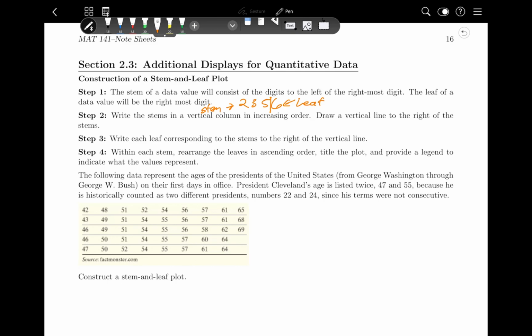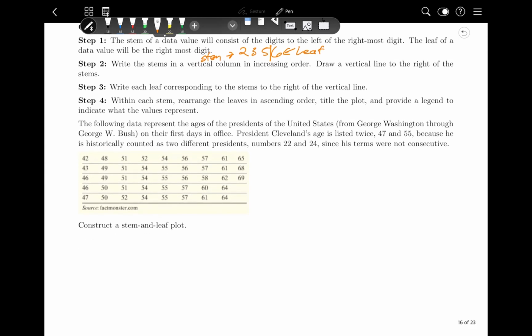Okay? Write the stems in a vertical column in increasing order. Draw a vertical line to the right of the stems. Write each leaf corresponding to the stems to the right of the vertical line. Within each stem, rearrange the leaves in ascending order. Title the plot and provide a legend to indicate what the values represent. Okay, so let's go ahead and look at an example here.